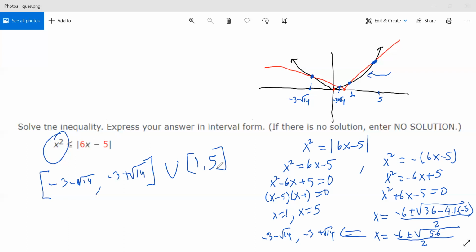So you just really have to find the intersection points and then look at where the x squared graph is below the absolute value graph. And that gives you the solution of this inequality.